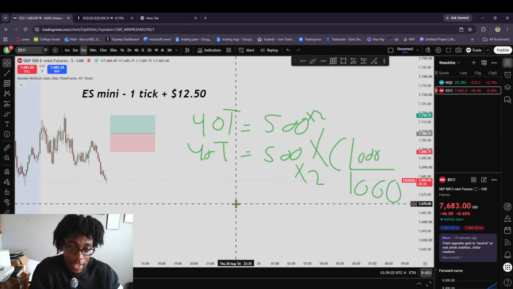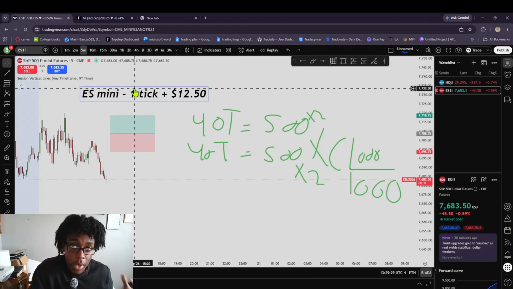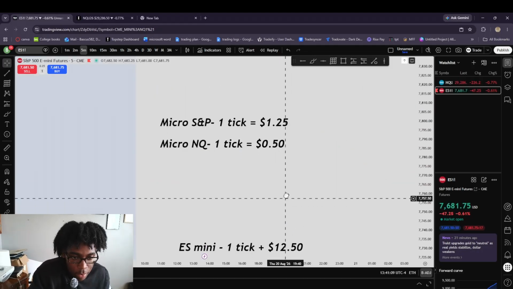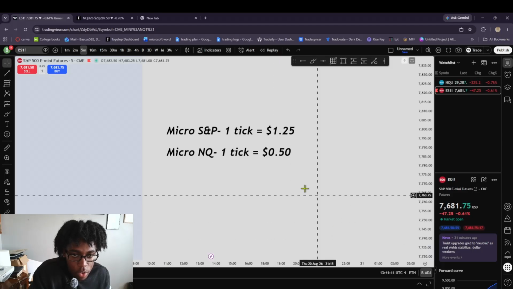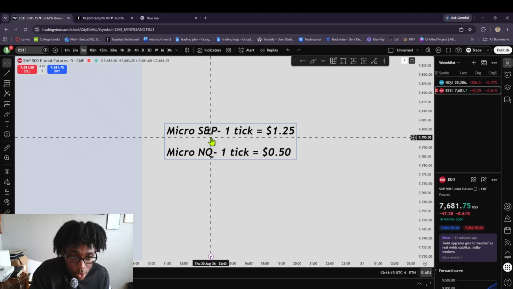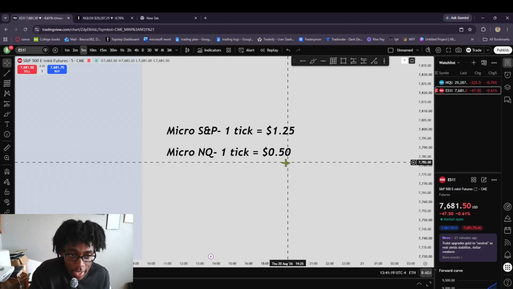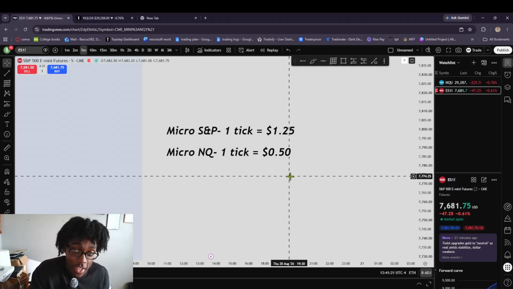I'm not going to go through it like this, but I'm going to show you guys the calculations for micros because they are different from minis. And I'll tell you guys briefly the benefits to trading micros. All right, guys, briefly going to show you guys this. So 1 tick on the micro S&P 500 is going to be $1.25. 1 tick on the micro Nasdaq is going to be $0.50. So yes, you guys see very, very different from using minis.